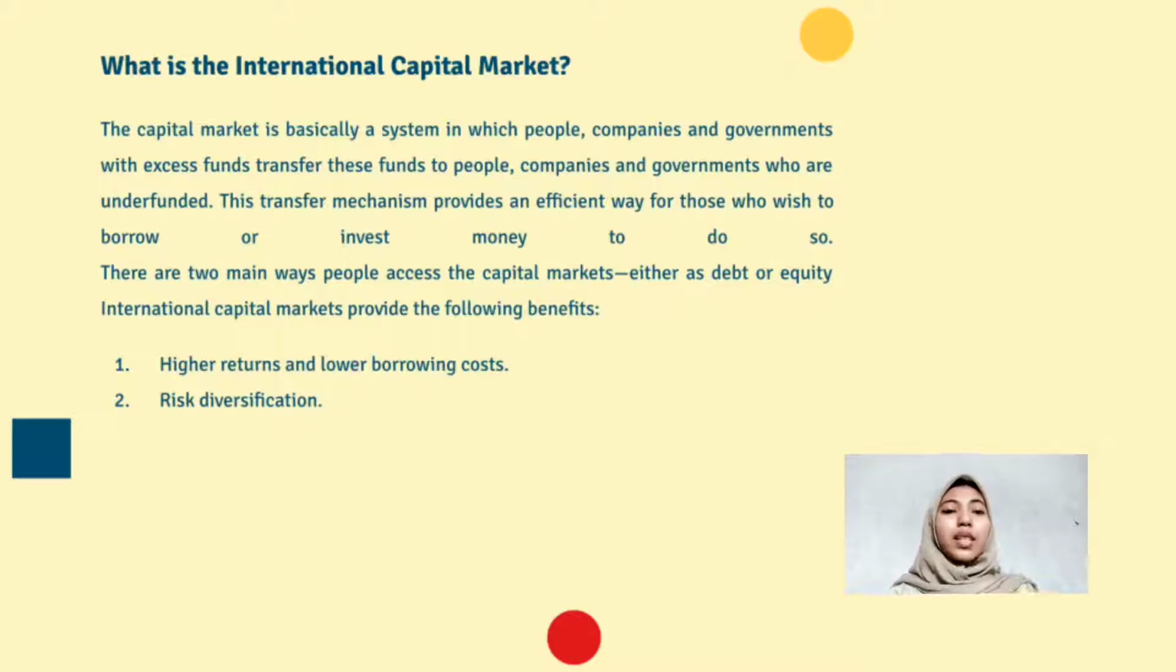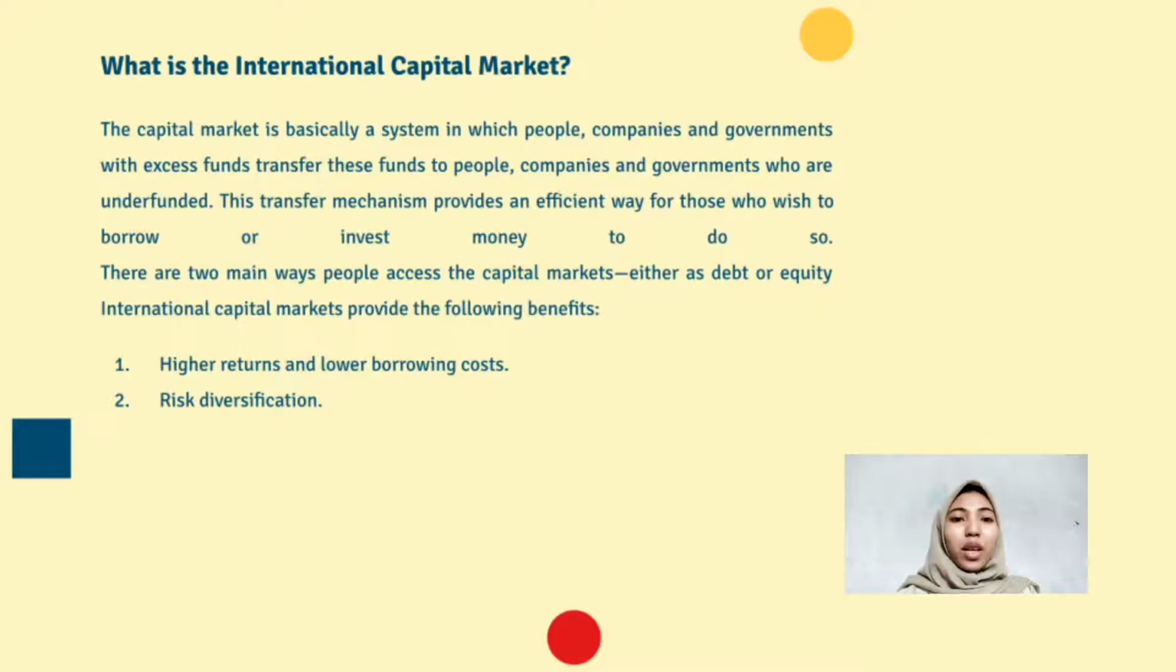And now, what are the international capital markets? The capital market is basically a system in which people, companies, and governments with excess funds transfer these funds to people, companies, and governments who are underfunded. This transfer mechanism provides an efficient way for those who wish to borrow or invest money to do so. For example, whenever someone takes out a loan to buy a car or house, they access the capital market.